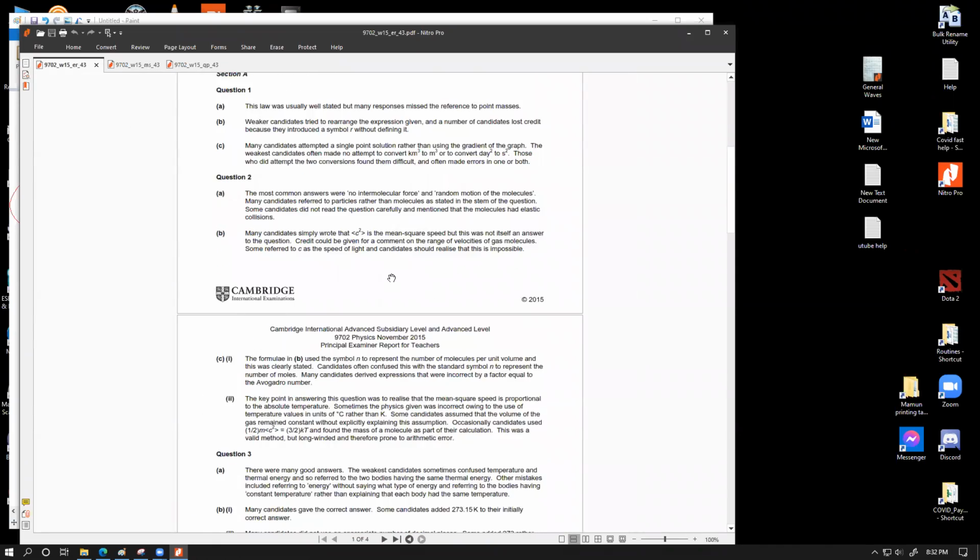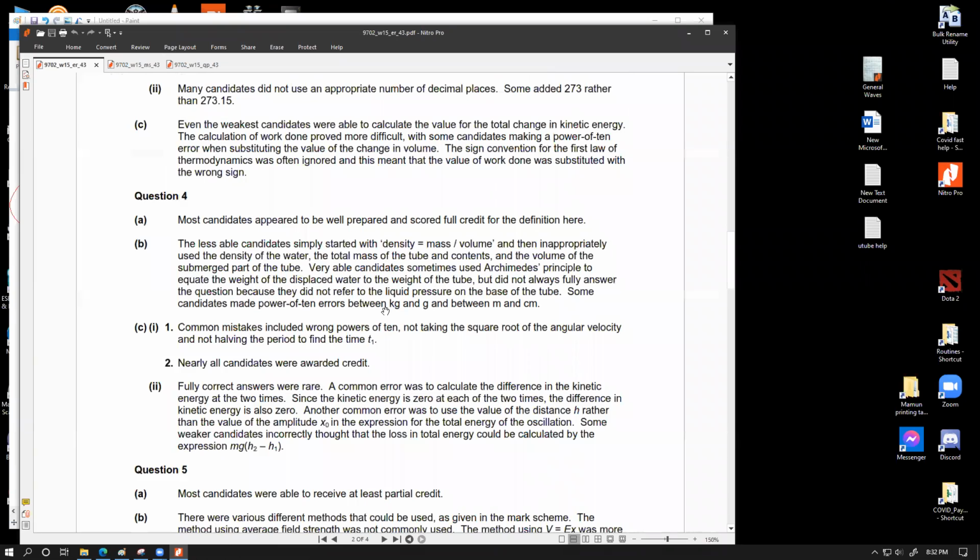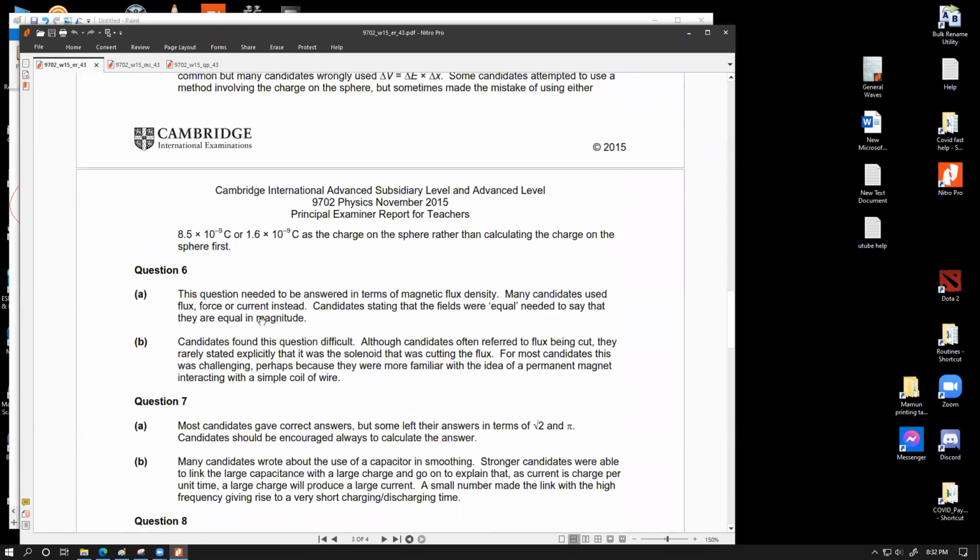If you look at the examiner's report, just a second. Question is checked. This question needs to be answered in terms of magnetic flux density. Many candidates use flux, force, or current instead. Candidates stating that the fields were equal needed to say that they were equal in magnitude. So only mentioning the fields would be equal would not be good enough. You have to say that at any location the flux density, or the field density, would be equal in magnitude and opposite because of the opposite direction of current. So you have to use the term magnitude. Only saying equal would not score you the mark. That's the additional wording based information that we have over here.